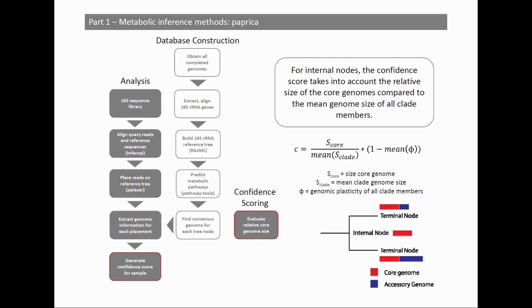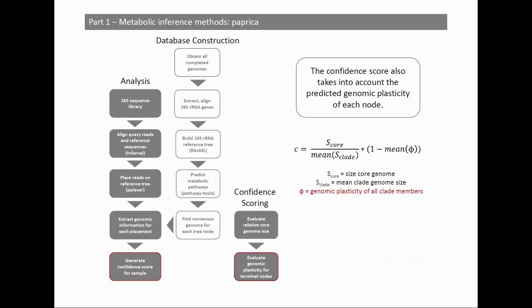So I'm going to show this figure again. Here we have a hypothetical internal node, and we have two terminal nodes. The core genome is the genetic information that is shared between these two points. The other part of the genome is the accessory genome. Now, the size of the core genome relative to the overall genome gives you a sense of how likely it is that genetic information will appear at this internal node. So we take that information.